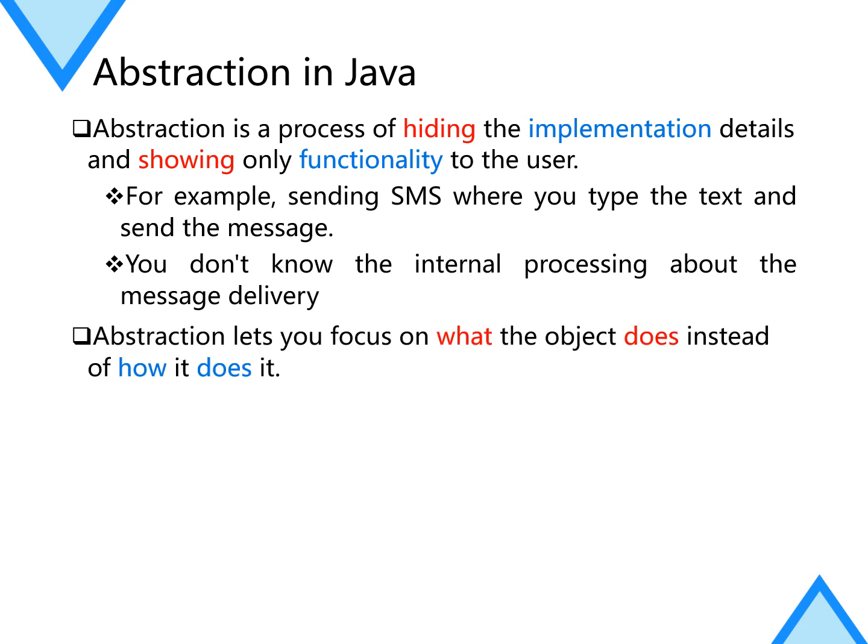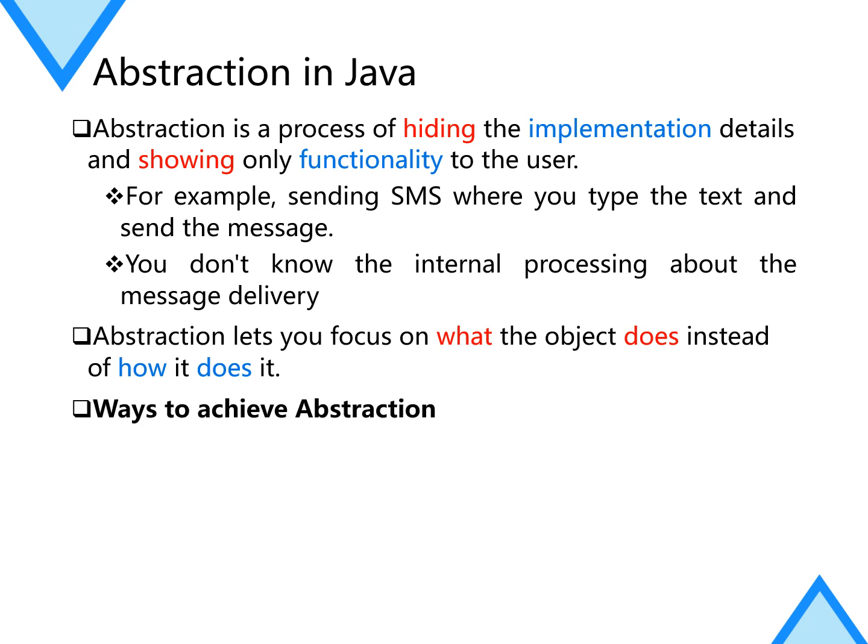Abstraction lets you focus on what the object does instead of how it does it. You only know what to do and you don't need to know about how to do it. So what it does is the functionality and how it does it is the implementation detail. So if you hide the implementation detail and show only the functionality, we say this program has abstraction.